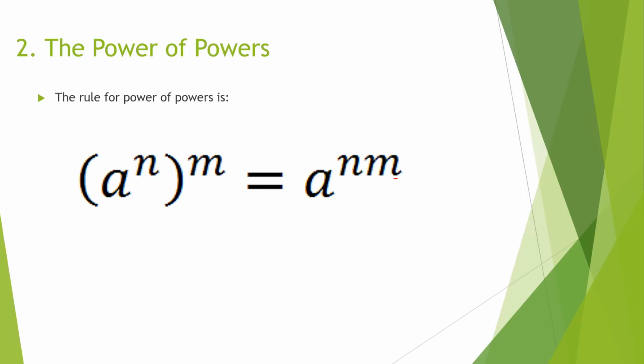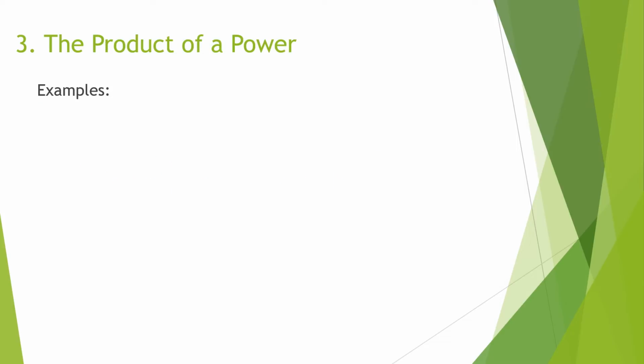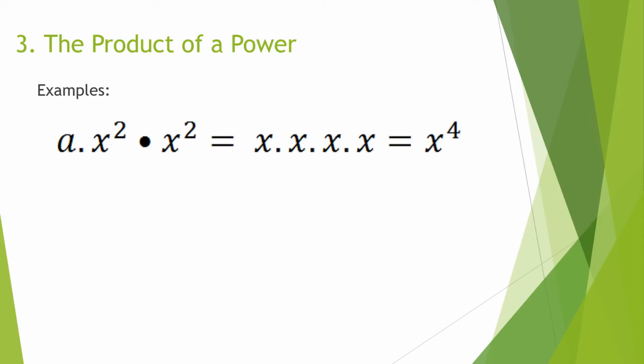We are multiplying our exponents for this rule. Let's move on to number 3. The third law is the product of a power. So again, I want you to observe the following examples.